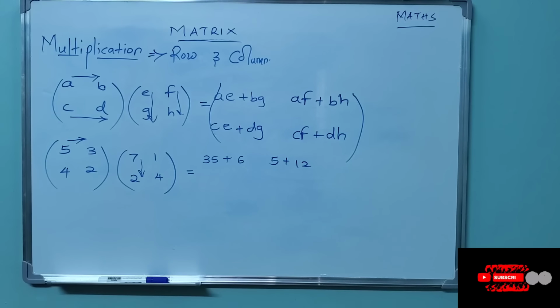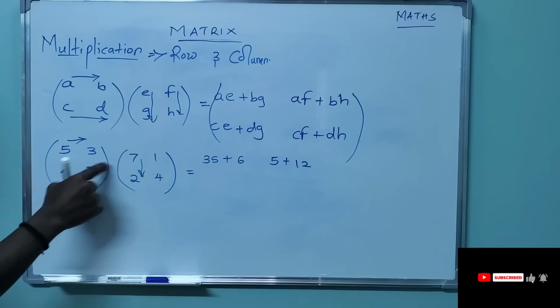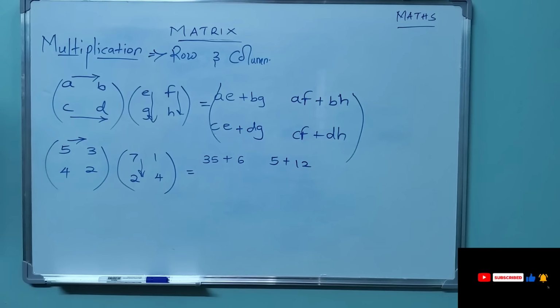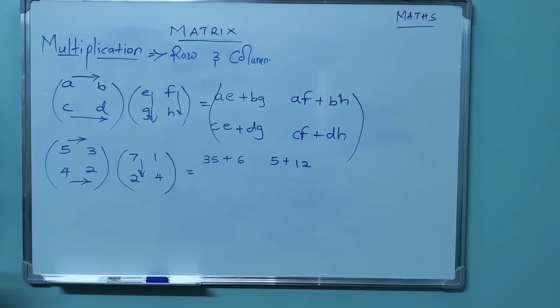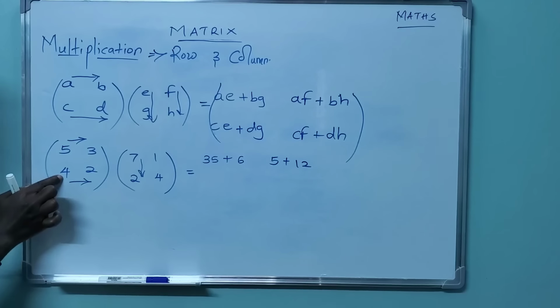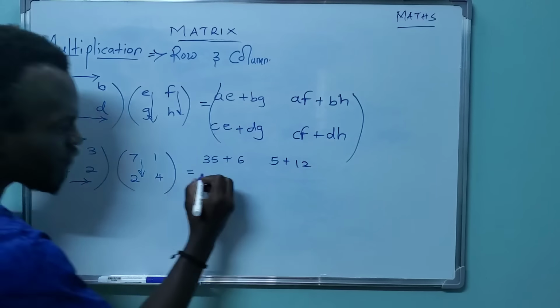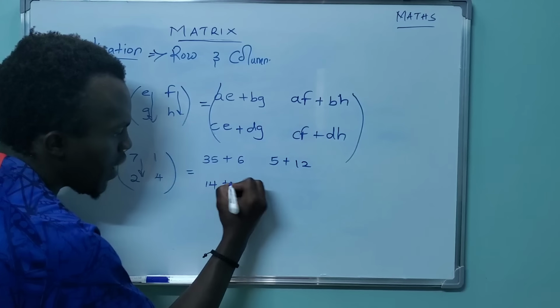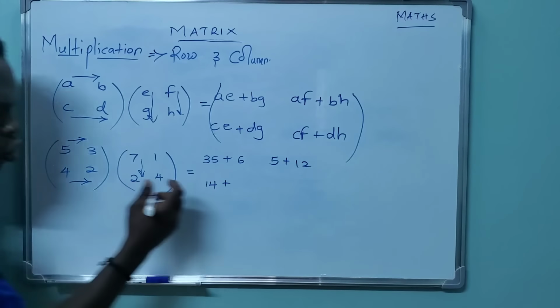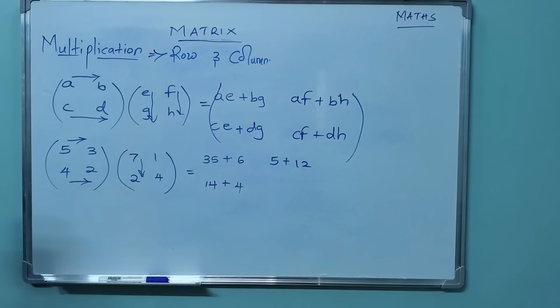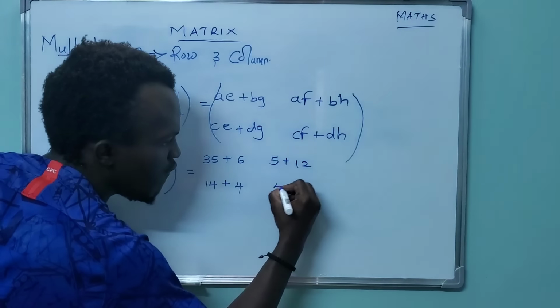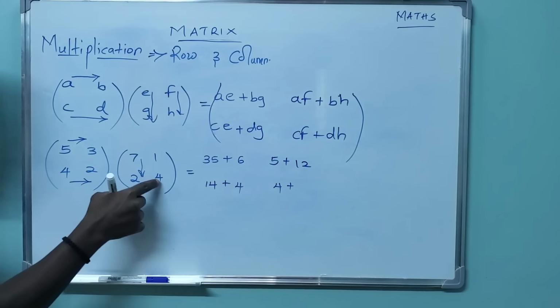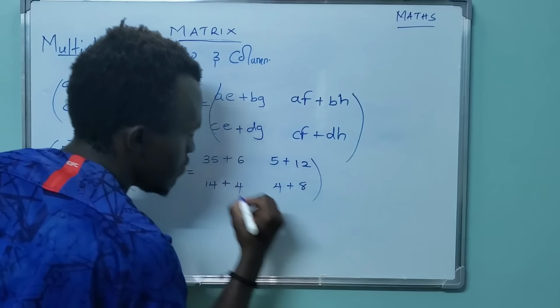I'm done with the first row on the first matrix with both the columns on the second matrix. Then now I'll come to the second row. I'll also do the same with the first column on the second matrix and the second column on the second matrix. Then I'll come here and start. 4 multiplied by 7, I'll have there 28. I'll write there 28 plus 2 multiplied by 2, I'll have there 4. Then the second column, I'll have here 4 multiplied by 1, it is going to be 4 plus 2 multiplied by 4, I'm going to have there 8.